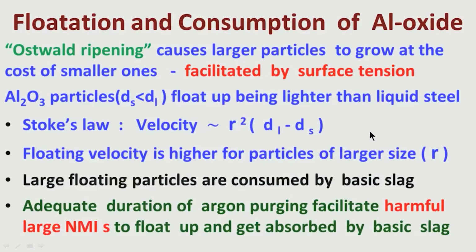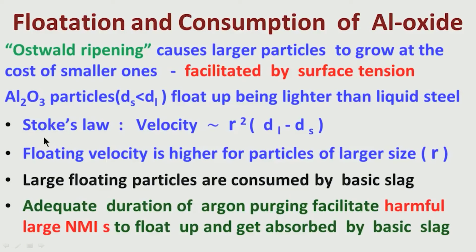So, we know that larger particles will rise faster, they will go to the top, and finally, if you give adequate duration during argon purging or other secondary refining processes, these harmful large NMIs will be removed. Now, you have to recall what I told at the beginning, these large size NMIs are really harmful. Fortunately, if they are in liquid steel, they will float up faster.